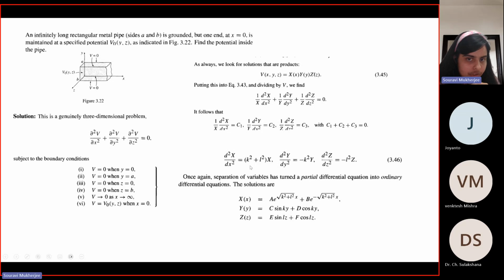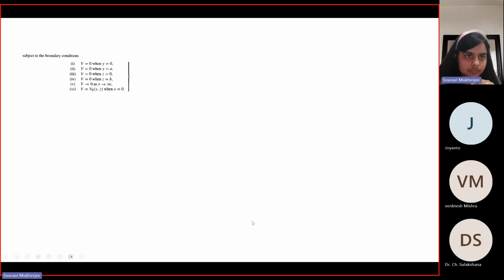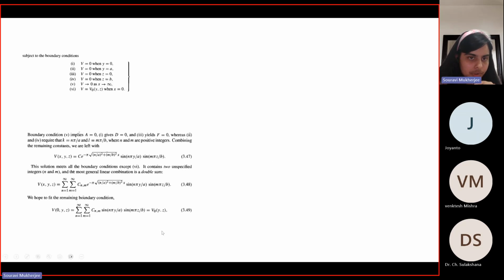That means for x, it should be b square plus l square. Okay? So then again, it's similar. So these are in solving individual equations, and this is how the individual solution should look like. So that means the overall form should have a form like this, considering each of these boundary conditions. So these steps are quite similar to what we did in the last case.